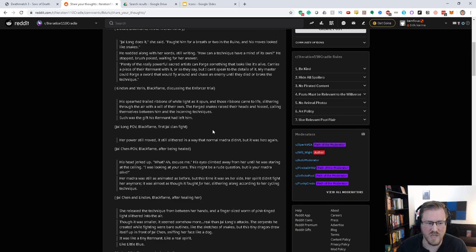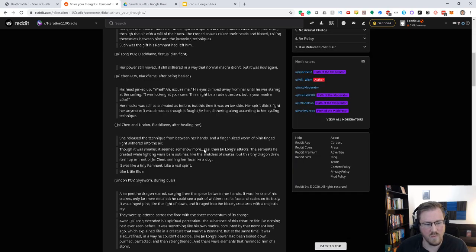And we actually see Jai Chen. Yeah, so she was attacked by this remnant and somehow got some aspects of it. And there's one part in here where she releases the technique from between her hands, and a finger-sized worm of pink tinged light slithered into the air. Though it was smaller, it seemed somehow more real than Jai Long's attacks. The serpents he created while fighting were bare outlines, like sketches of snakes, but this tiny dragon drew up in front of Jai Chen, sniffing her face like a dog. It was like a tiny remnant, like a real spirit, like Little Blue.